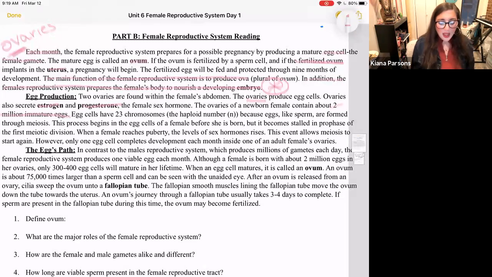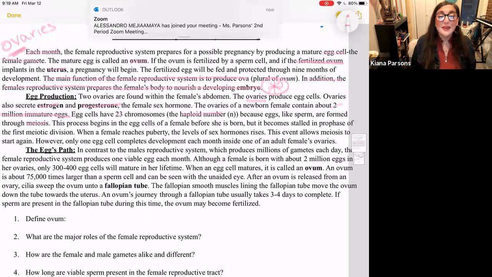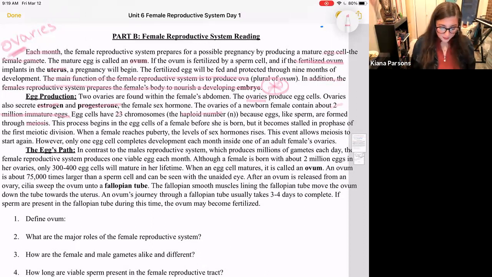Holy crow. Egg cells have 23 chromosomes, the haploid number N, because eggs, like sperm, are formed through meiosis, right? So they're haploid cells with 23 chromosomes, half the species number for humans. This process begins in the egg cells of a female before she is born.